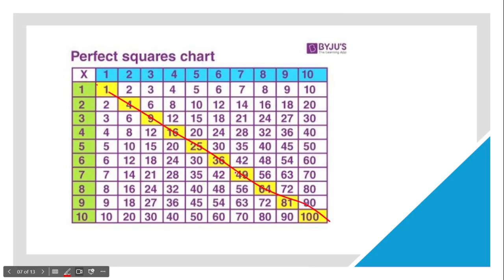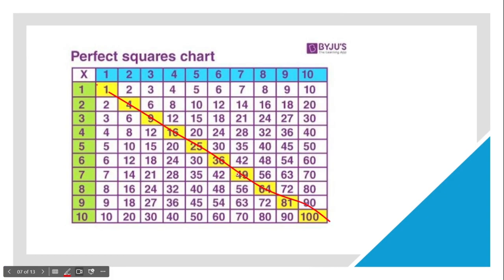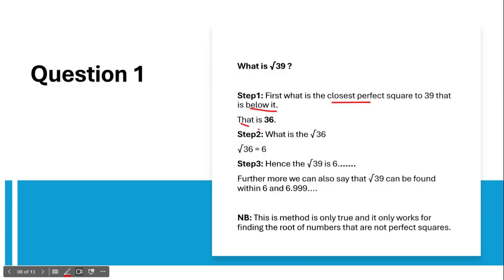We can see that 39 is in between 36 and 49. Well, what step 1 says is find the closest perfect square that is below it. So the closest perfect square that is below 39 is therefore 36. So now that's how we got this 36 here. That is 36. Step 1, we're done.